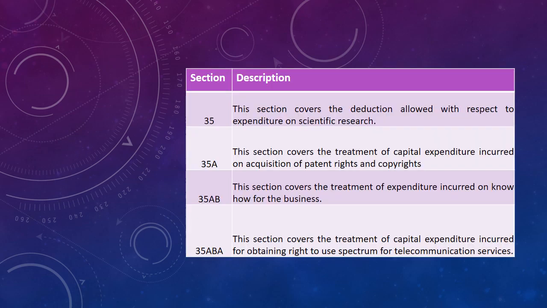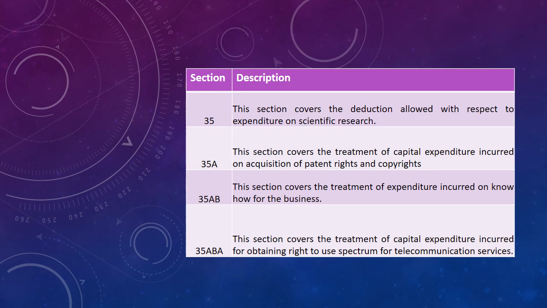Let's start. Section 35. This section covers the deduction allowed with respect to expenditure on scientific research. Section 35A. This section covers the treatment of capital expenditure incurred on acquisition of patent rights and copyrights. Section 35AB. This section covers the treatment of expenditure incurred on know-how for the business.